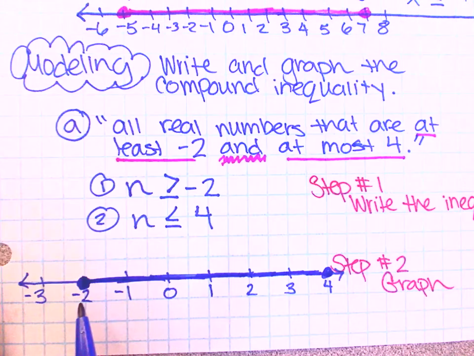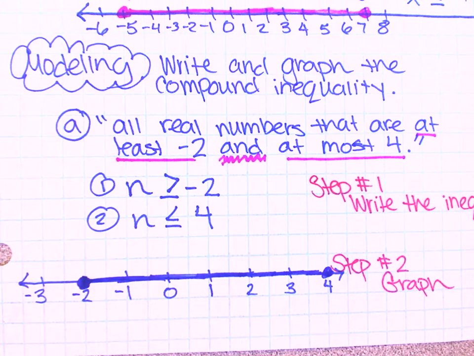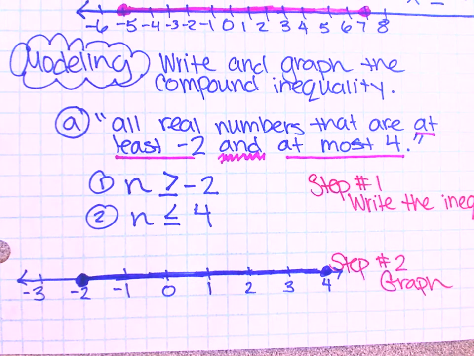So closed circle on the -2, a closed circle on the 4, and it's graphed in between because it's all the numbers in between those two things. Hands on your head if that makes sense.